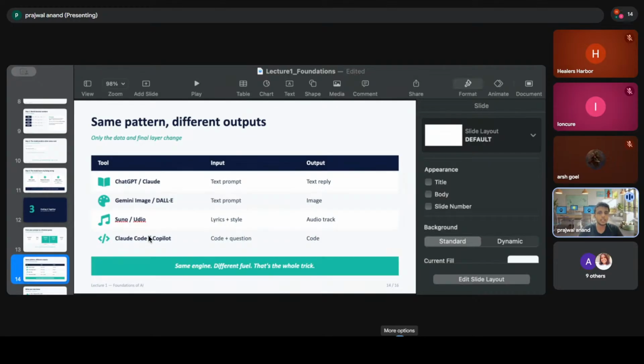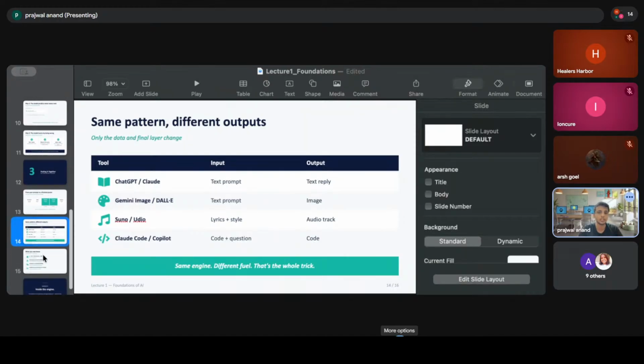Here we have seen similar patterns in Claude, in Gemini, in Suno, and even in Claude Code, where the input is a text prompt and the output is a text reply. In Gemini, we get text prompt to image, and in Suno, in terms of audio, we get lyrics plus style into an audio track. It generates a whole song based on it. And with Claude Code, we get code plus question. It can get access to the entire repository, reads your repository and gives you code based on that.